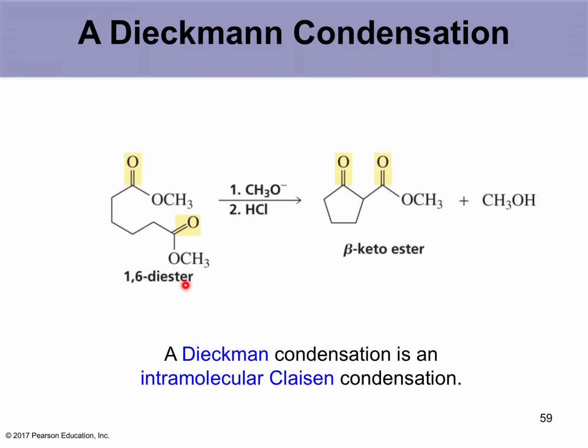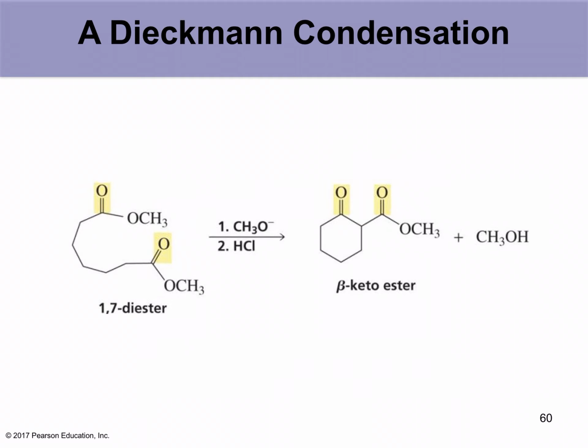It's a 1,6-diester. And then we use the nucleophile methoxide. Now what's going to happen here? Again, there are alpha carbons over here and here carrying alpha hydrogens. So it's going to form a carbanion, and then it's going to react with itself at the other carbonyl group, and then form the single bond, pi bond, and leave the methoxide group. That's a beta keto ester. I think we have the mechanism in the next slide. So the Dieckmann condensation is an intramolecular Claisen condensation.